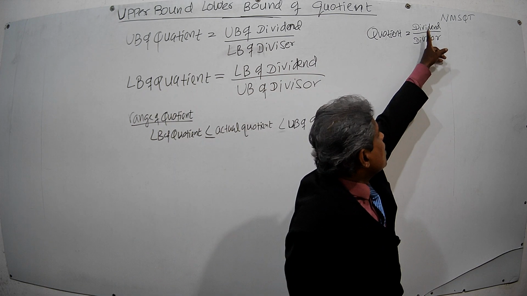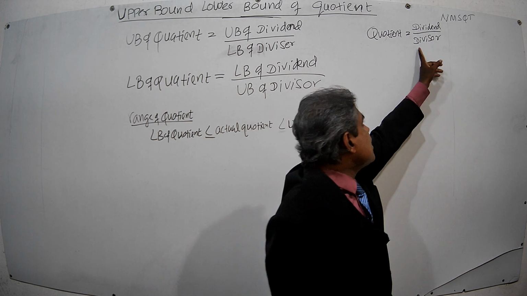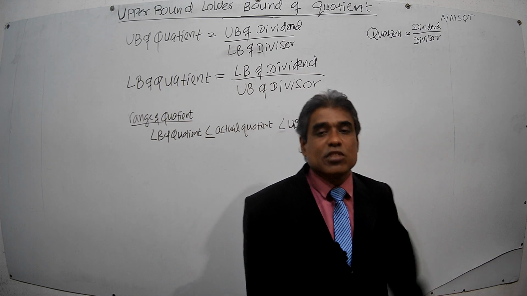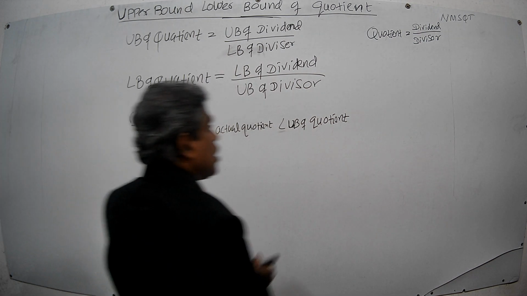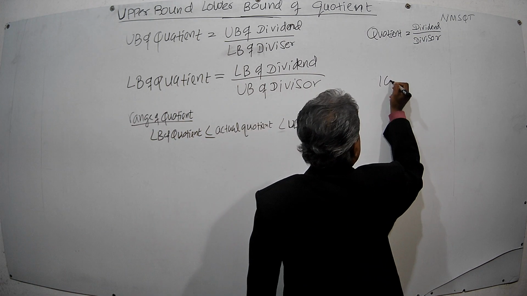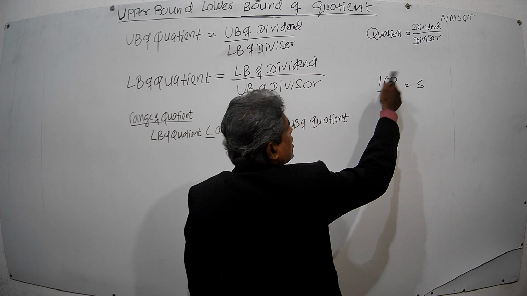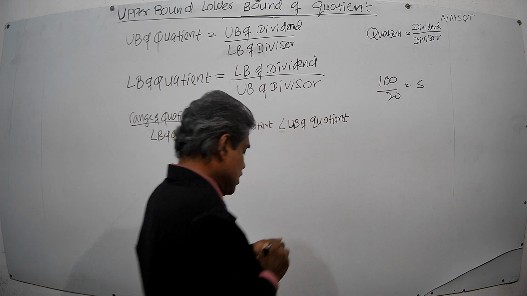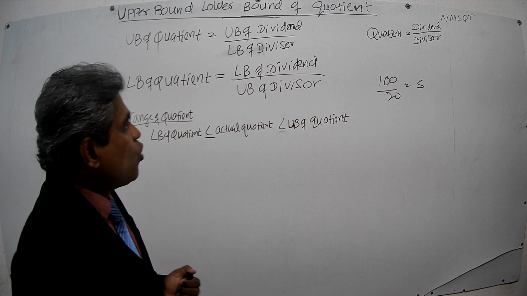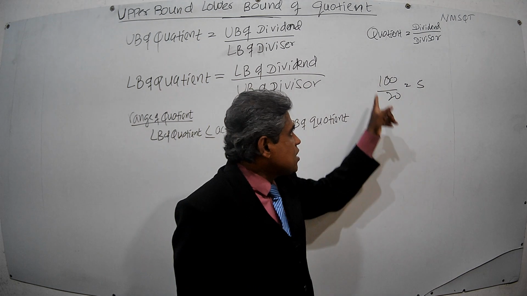The dividend is the number that is going to be divided. The divisor is the number by which it is going to be divided. For example, 100 divided by 20 equals 5. Then 100 is the dividend, 20 is the divisor, and 5 is the quotient. That is the relationship. Now, how is this answer affected by changes in these two?